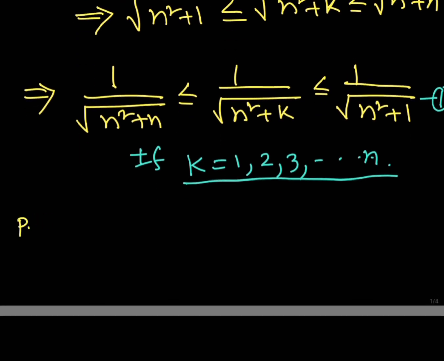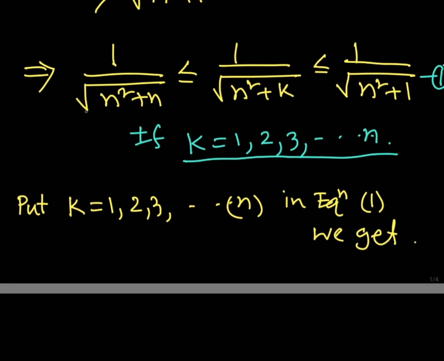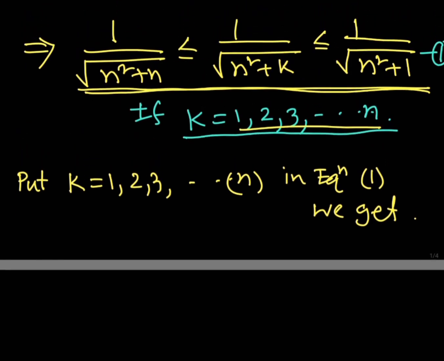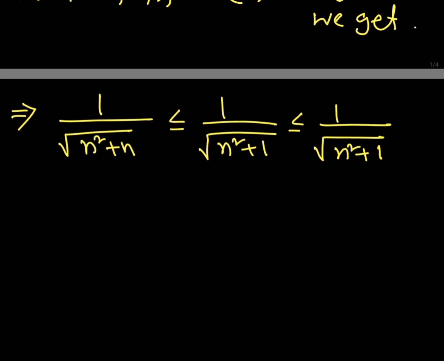So put k equal to 1, 2, 3, up to n in equation 1. What do we get? For k equal to 1, we get 1 upon square root of n square plus n less than or equal to 1 upon square root of n square plus 1.